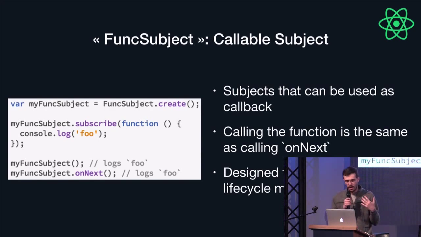So, FuncSubjects are callable subjects. When I create my FuncSubject, I create a function that implements the observable interface. And calling that function is exactly the same thing as calling the onNext method of a subject. This has been designed to be used as event handler, lifecycle method, or even for ref.